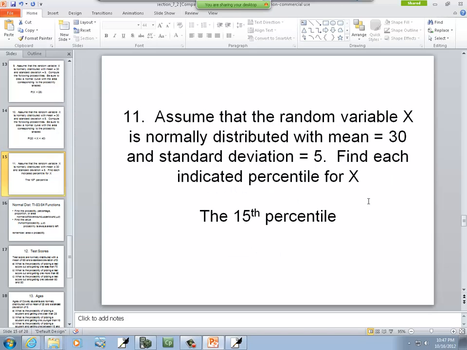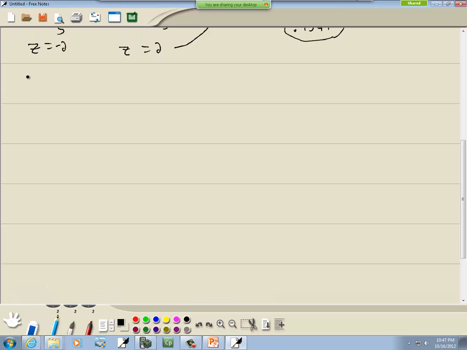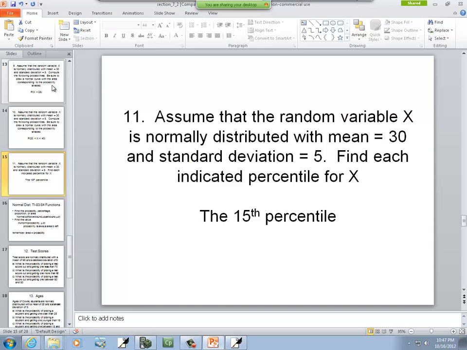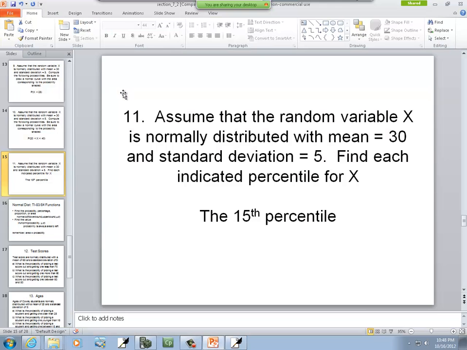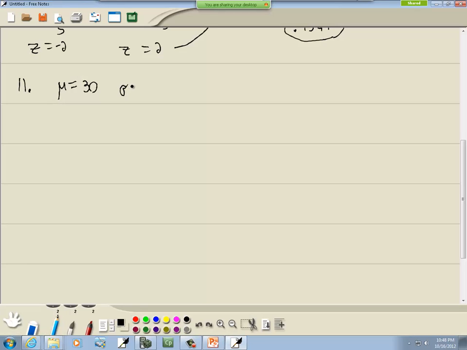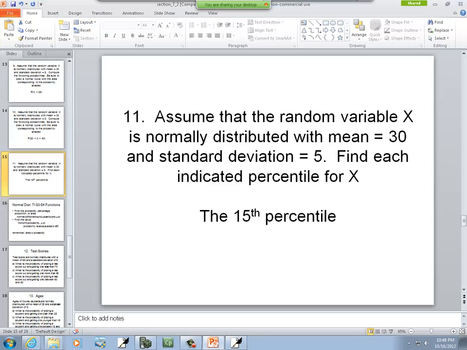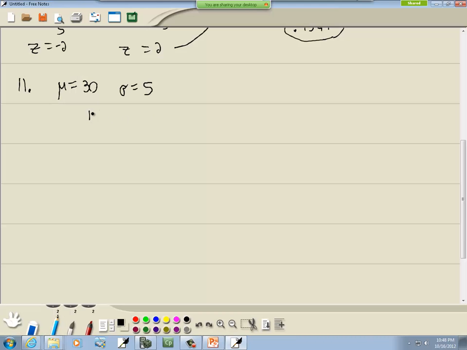Yeah, let's look at this one. Number 11. It says, assume the random variable x is normally distributed with a mean of 30. So we got 30. And standard deviation of 5. Find each indicated percentile. So the 15th percentile.